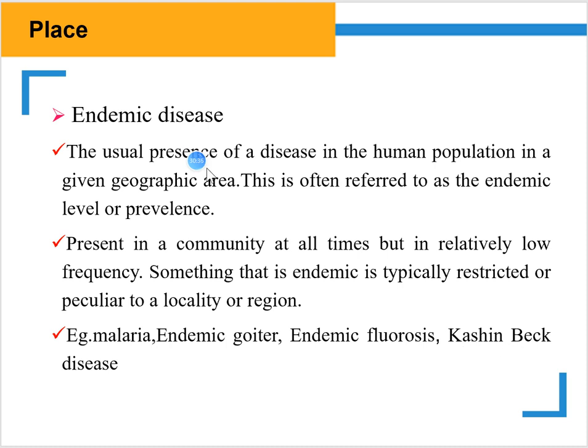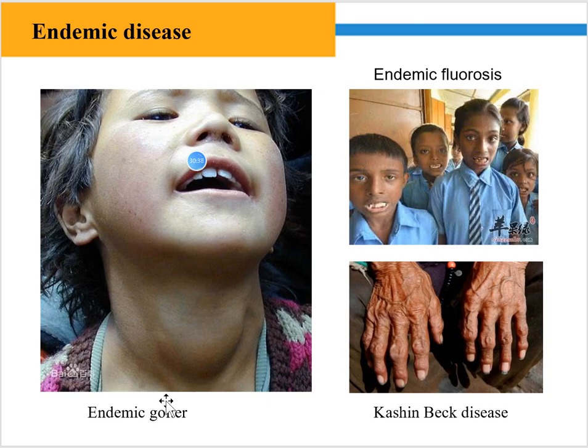Kashin-Beck disease. Look at the picture. Endemic diseases such as endemic goiter, endemic fluorosis, and Kashin-Beck disease, etc. are common in remote areas.